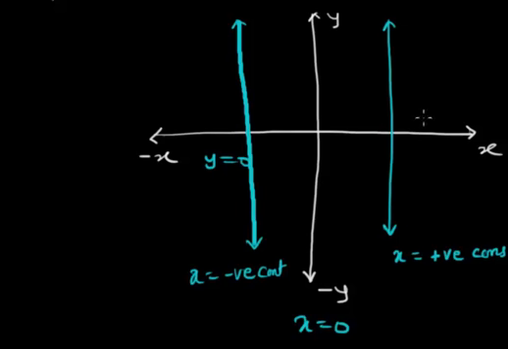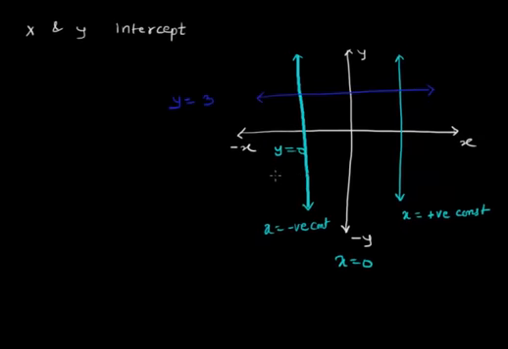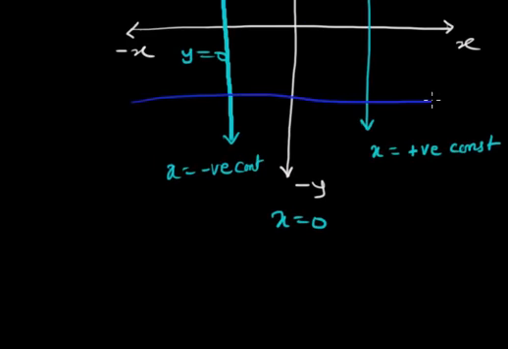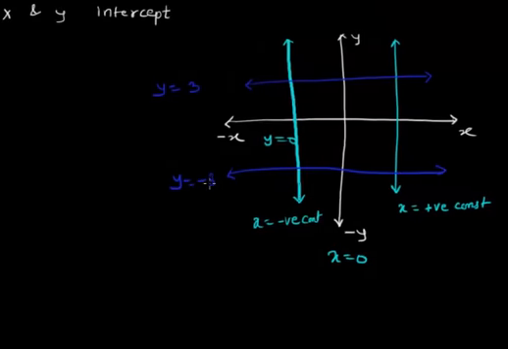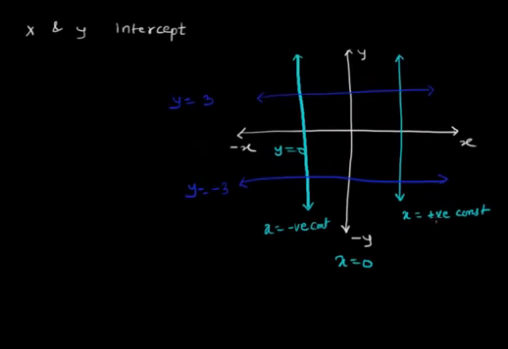Similarly, any line which is parallel to the x-axis, towards the positive side of y, is given as y equals any positive value, say 3. Any line which is parallel to x and on the negative side of y can be y equals any constant, say -3 over here. These positive and negative constants can have any values.